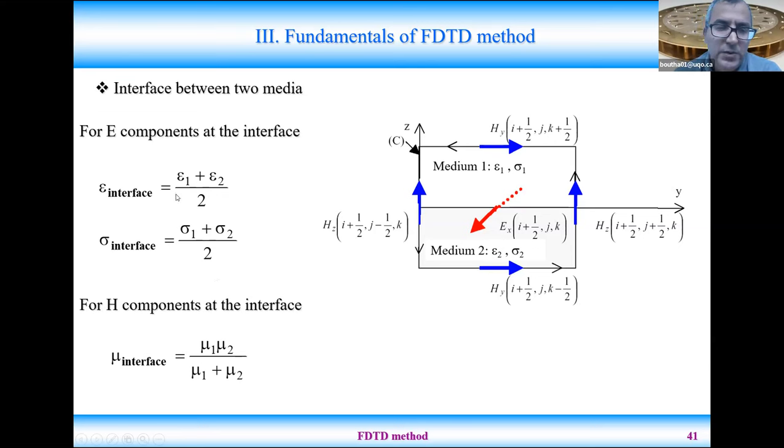Let me remember this one. I think it's called arithmetic mean. And this one is called geometrical mean, and this one I forgot, but you can see it's different. The equation is different. So for permittivity, you have to do this. And for permeability, we have to do this one. Permittivity and conductivity, we have to do this one.